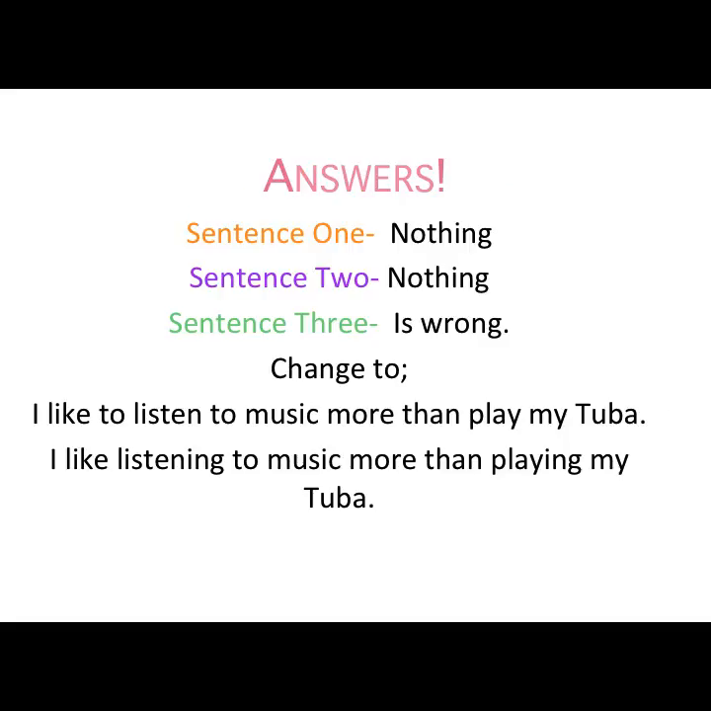Time for the answers. Sentence 1. Does anybody know? There's nothing wrong with it. You are right. It is a balanced, equal sentence. Sentence 2. Same thing. Balanced, equal, perfect. Sentence 3. Not so much. Sentence 3 is unbalanced. It is not a parallel sentence. Why is this? You can either change it to I like to listen to music more than play my tuba, or I like listening to music more than playing my tuba. You notice how the ings are together again? Catching on to that?